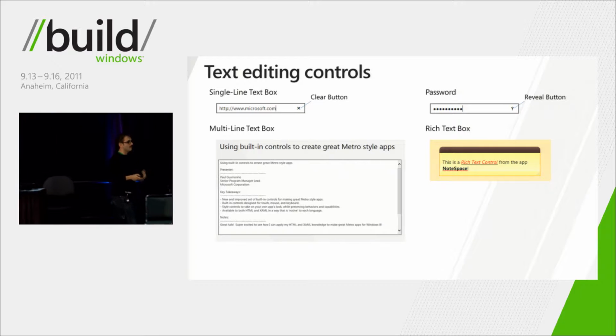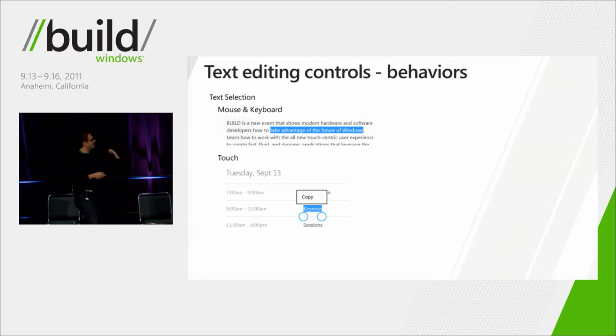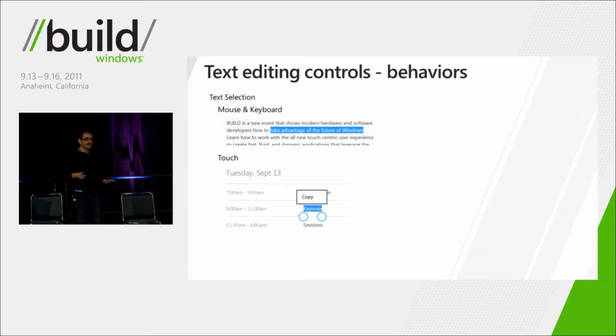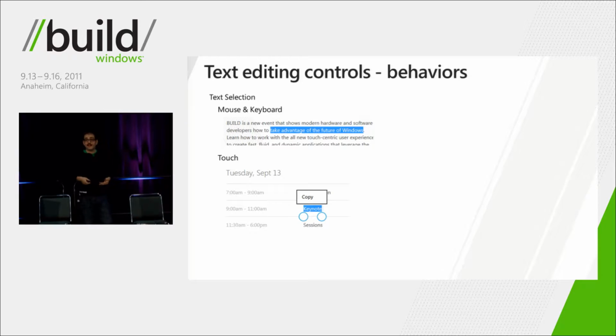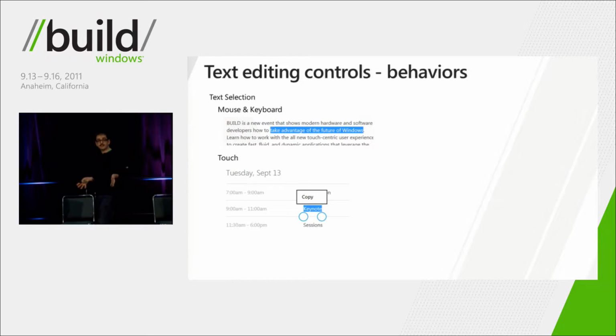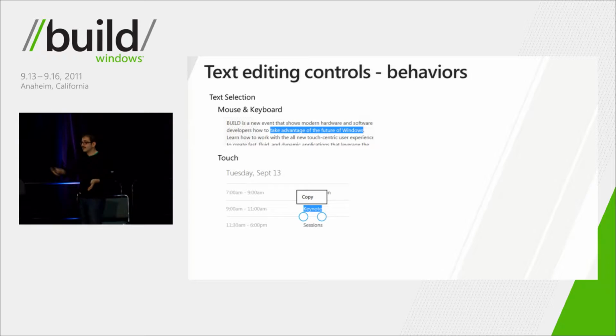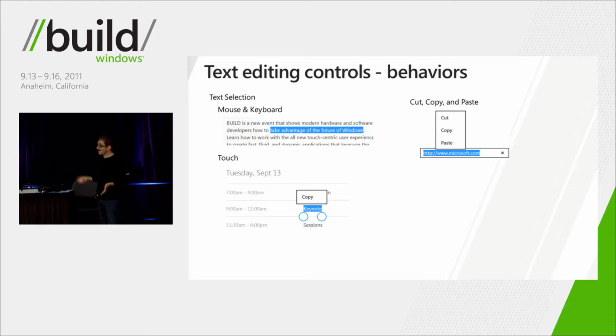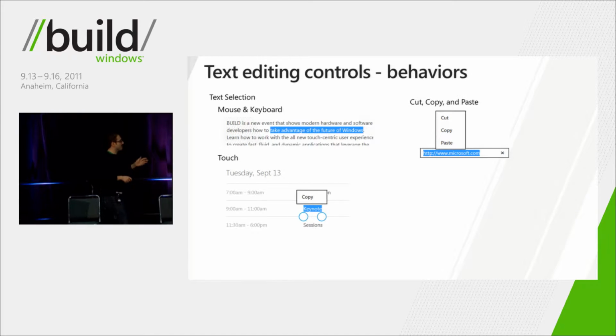Then on top of what's done at the control level, there are a lot of behaviors built into all those controls. The first one is text selection. You know how to select text with mouse and keyboard. In Windows 8, you can select it with touch in a really great way. And that experience is built into all the text controls for free. So just use the text controls, and you get this great text selection experience. I'll demonstrate that with touch. You also get, as you would expect, this is Windows after all, cut, copy, and paste, of course. And that works great with selection.